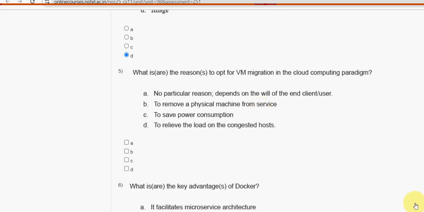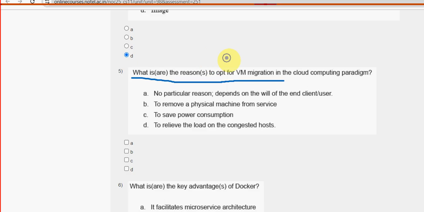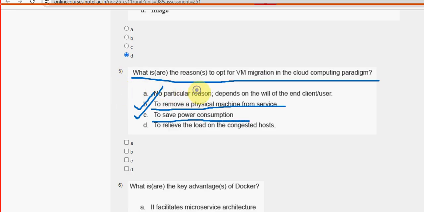Fifth one, what are the reasons to opt for VM migration in the cloud computing paradigm? For the fifth question, there are two probable solutions. The first one is option B, to remove a physical machine from service, and option C, to save power consumption. So mark.